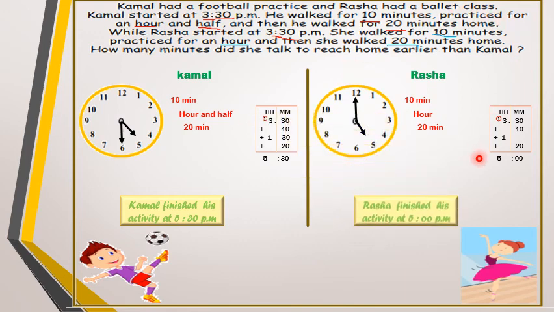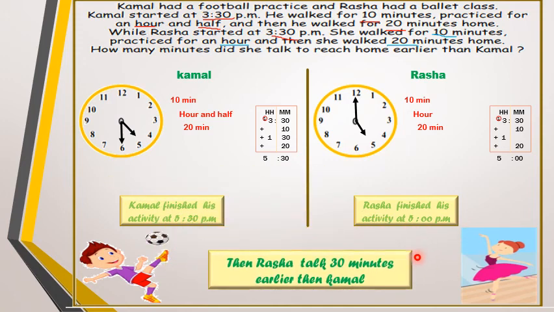So I calculated the analog way and the digital way. This means that Russia finished her activity at 5 p.m. So he finished his activity at 5:30 and she finished at 5. So this means that Russia took 30 minutes earlier than Kamal, as I said before, using the mental way.